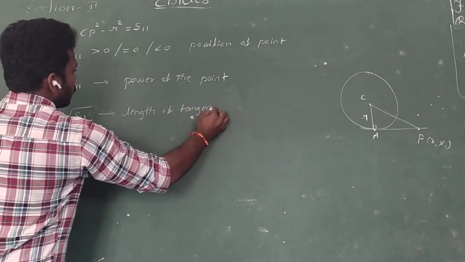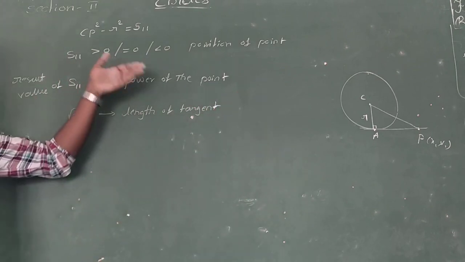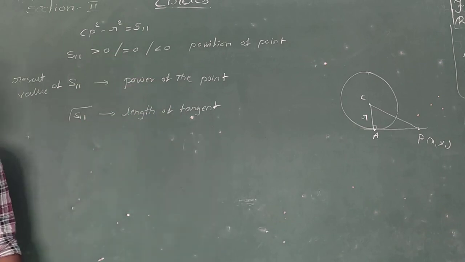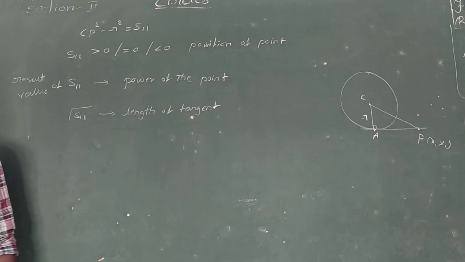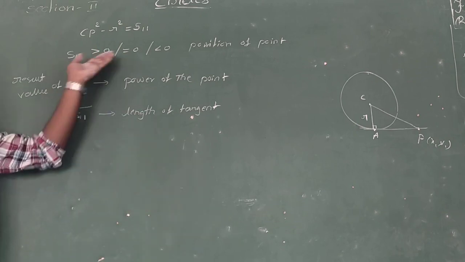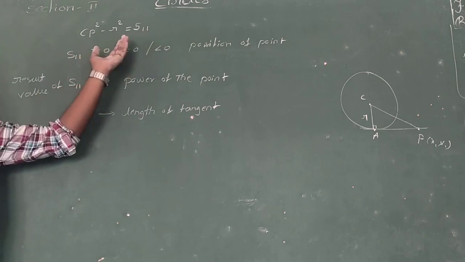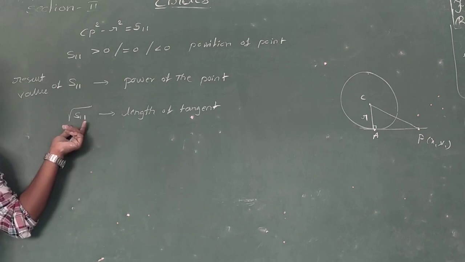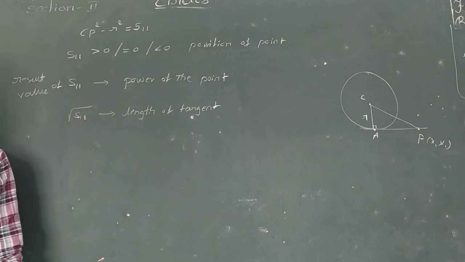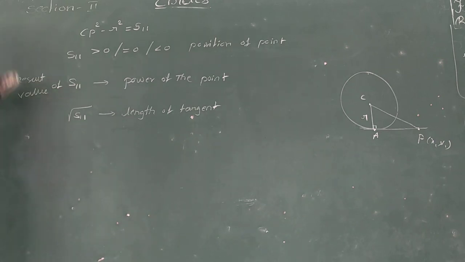So these are the points we are getting in section 2. The theorem and the definition of secant and tangent need not be written again. Just these three we are following in this section 2. By comparing with 0, above 0, below 0, or equal to 0, we get the position, and the value is called the power. The root of this S11 is nothing but the length of the tangent from the point to the circle. Okay, let's see some example questions.